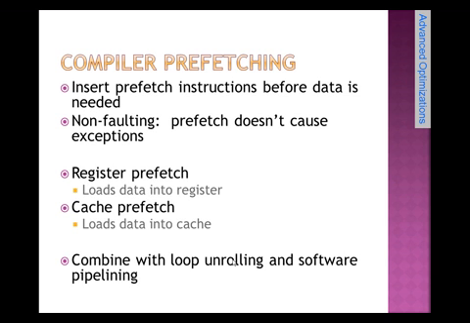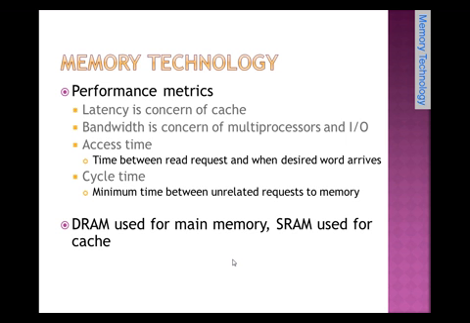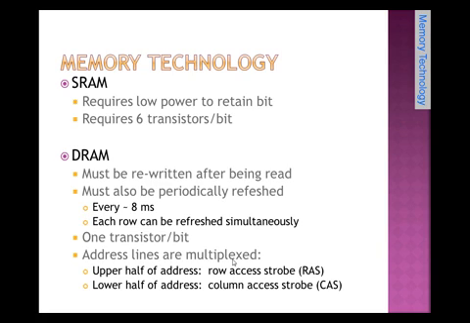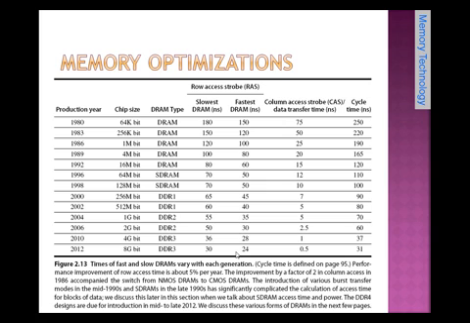Then we studied hardware prefetching, that is how we can fetch data by using prefetch. Then compiler prefetching. Then a summary of the techniques used and the comments. Then memory technology. Then how we can measure the different memories, that is the performance metrics. Memory technology is divided into two parts, static RAM and dynamic RAM. Then Moore's law.